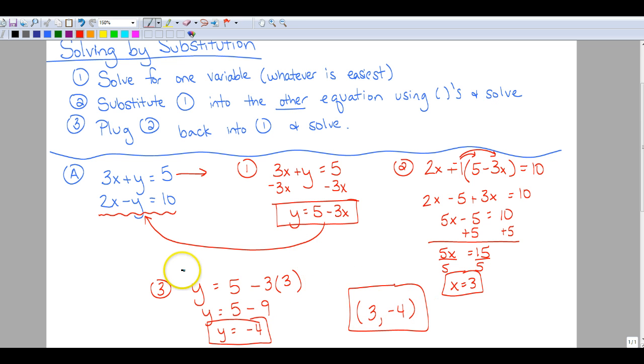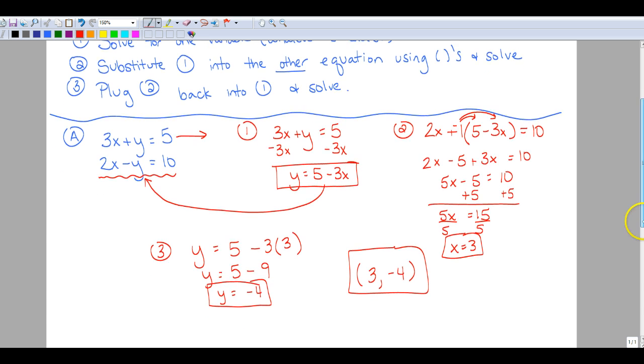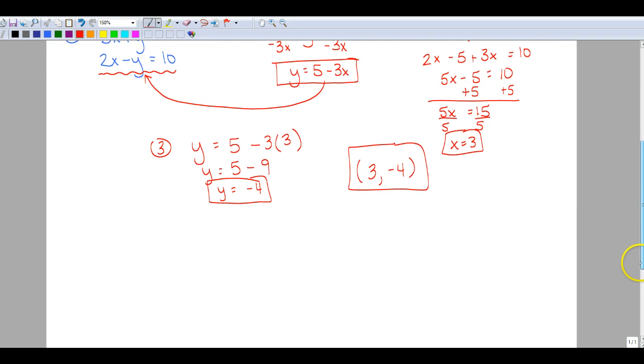So those are the steps that you're going to follow. We'll do a couple more, but that's the main gist of how you're going to do substitution. Hopefully those 3 steps at the top make a little bit more sense now. Alright, so let's try another one.